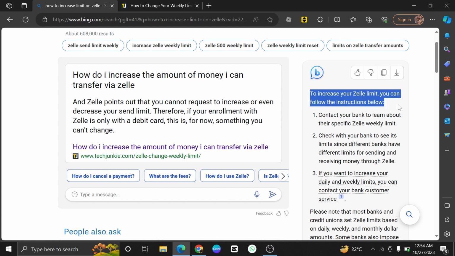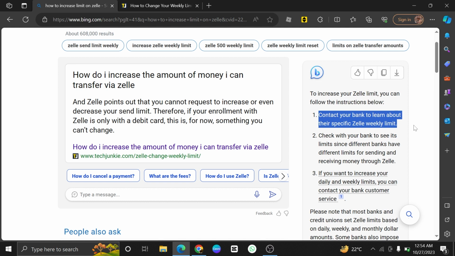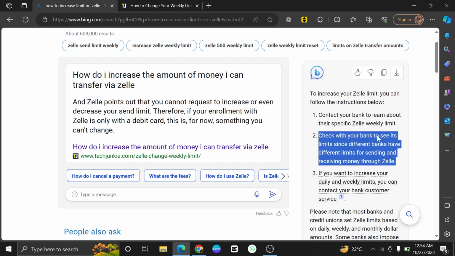To increase your limit on Zelle, you will need to contact your bank or credit union because Zelle's transaction limits are set by your financial institution, not Zelle directly. So call or visit your bank or credit union where your Zelle account is linked.